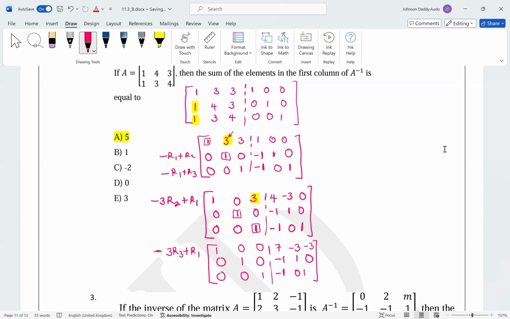So we find now, I think the A inverse is going to be this one here, which is 7, minus 1, minus 1, minus 3, 1, 0, minus 3, 0, 1. And now you want to find the sum of all the elements in the what? The element in the first column. So this element. And you can see that the sum will give us what? Will give us 5.